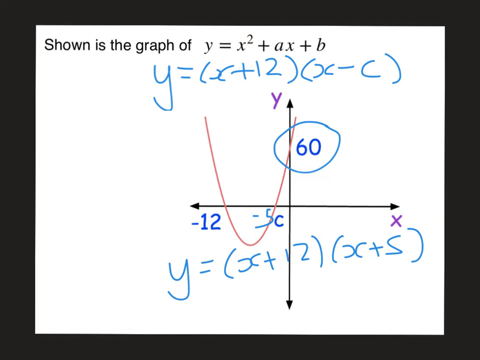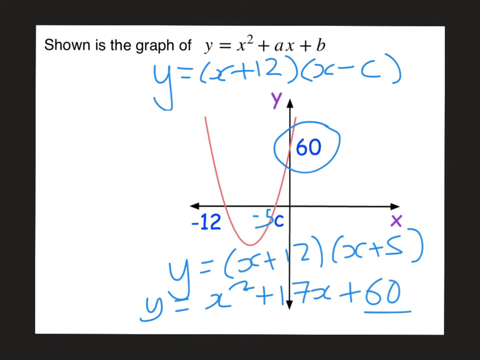Okay, well let's expand this. And I've got y equals x squared, 12x and 5x plus 17x. And then 12 times 5 is 60, which is my y-intercept. So I've used the clues there. The key is using the factorised form.